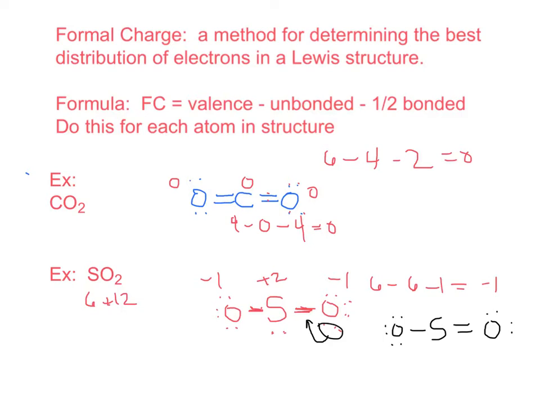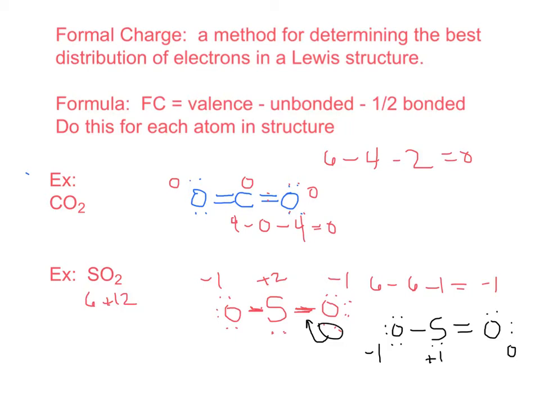Okay, so now if we do, oxygen is going to come up with a formal charge of 0. This oxygen has a minus 1. Let's check sulfur. Sulfur had a lone pair, sorry. 6 minus 2, okay, that gives us 4 minus 3, plus 1.